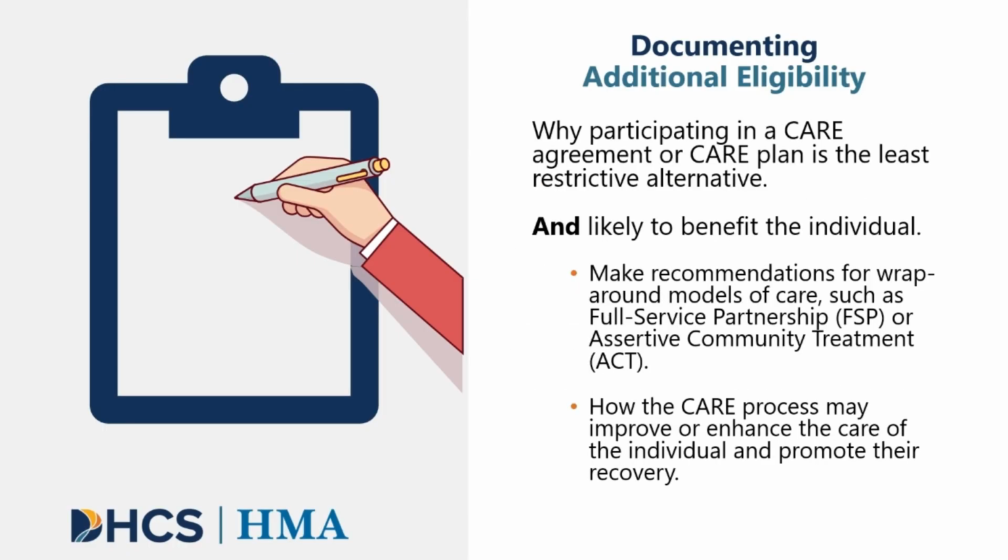The final pieces of information you will need to document is that care is the least restrictive alternative of treatment options for the individual and how care might help the individual with regards to their stabilization and overall recovery. This is where you could note other treatments or programs that haven't been successful and provide recommendations for other outpatient models of care. For individuals who may already be served in similar treatment models but have not been stabilized, note your recommendations for how the CARE Act may enhance their care.